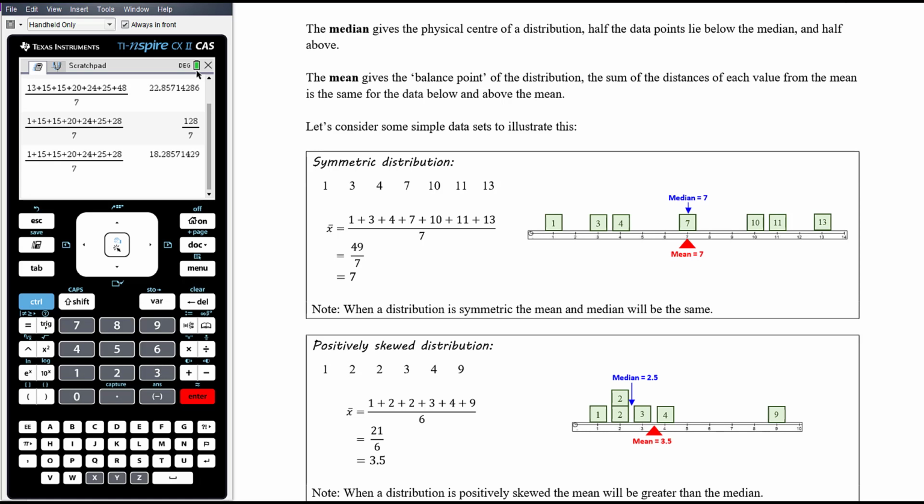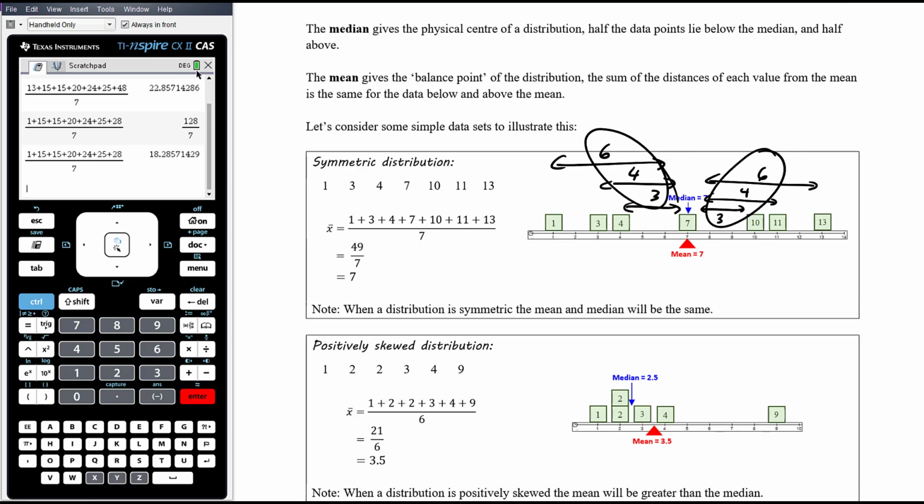So this 10, that's 3 away from the mean, 11 is 4 away from the mean, and 13 is 6 away from the mean, and here 4 is 3 away from the mean, and 3 is 4 away from the mean, and 1 is 6 away from the mean. And if we add all those up, we've got the same distance on either side, and so the distribution, that's what tells us where the mean's going to go.